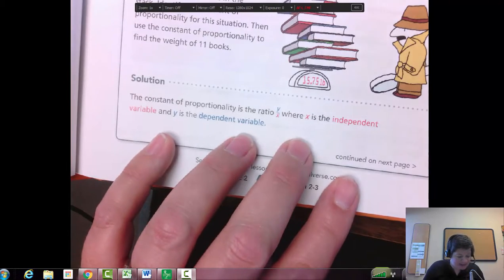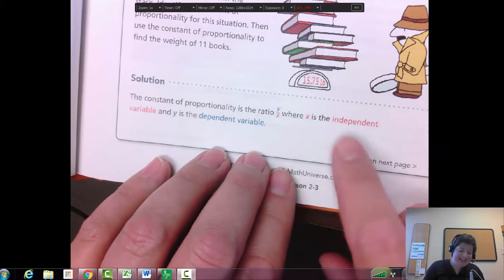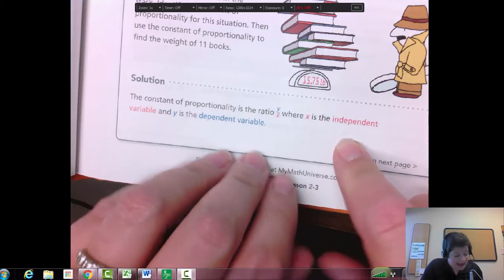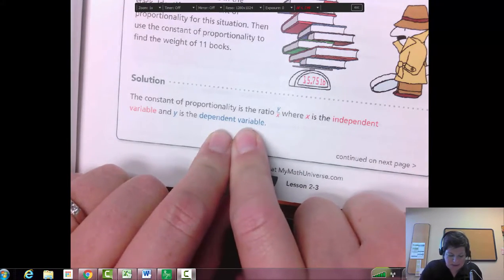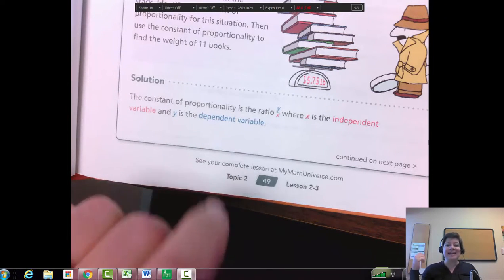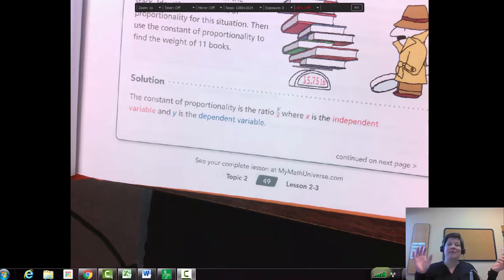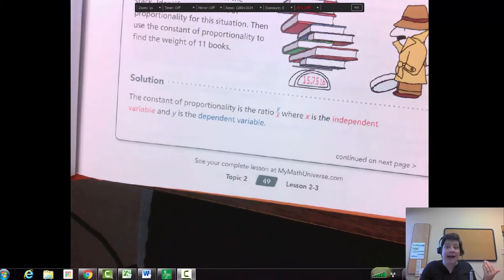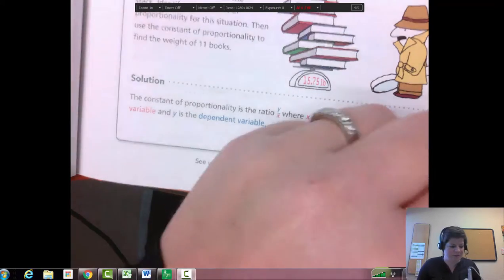One other thing I wanted to point out that they bring up in this section is that x is the independent variable and y is the dependent variable. Well, what does that mean? X is independent, meaning it doesn't depend on y. X is on its own, whereas y is dependent on the x value. You're going to hear that definition over and over the next couple of years. By the time you get to high school math, you'll say, yeah, that's the independent variable, that's the dependent variable.